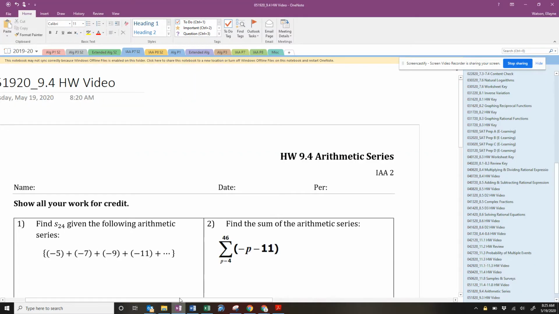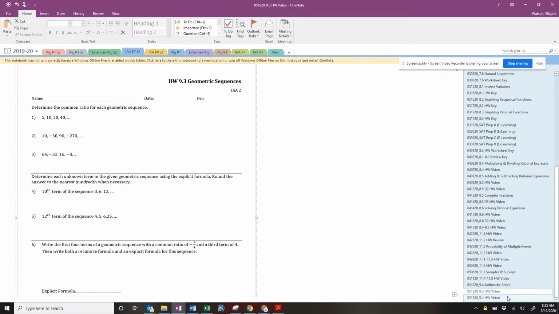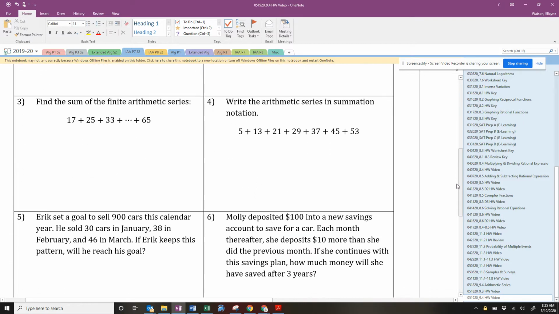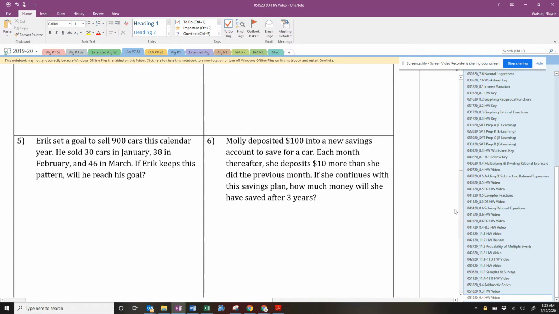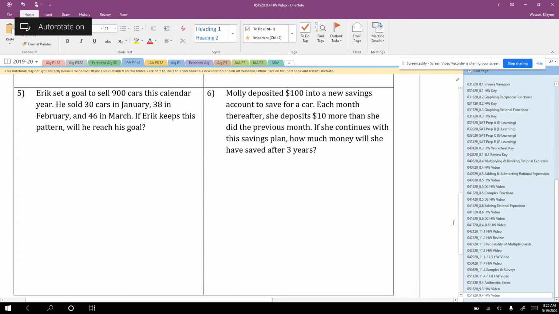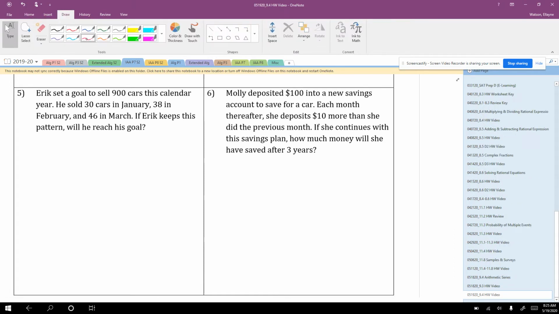Awesome. So let's flip over and let's go ahead and do this. Let's go down to number 5. These are 5 and 6, obviously real life applications of arithmetic series. So again, arithmetic series is just adding up the sum of an arithmetic sequence.